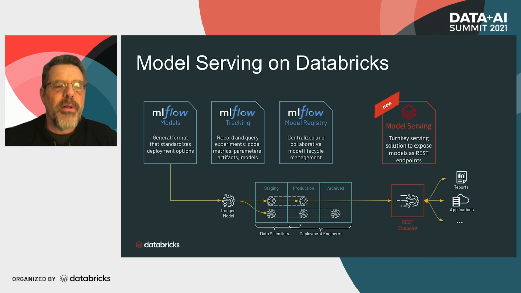We have models on the left here, which is essentially the serialized bits, the flavors. So scikit-learn is a flavor, TensorFlow is a flavor, PyTorch is a flavor. Then we have experiment tracking. This is your training cycle. So you're basically going through your hyperparameter loops, and we essentially record the input parameters, the output metrics, any artifacts, the serialized bits of the model, and any arbitrary artifacts you have. And then once you're done with your training, you take the best model, you push it into the registry.